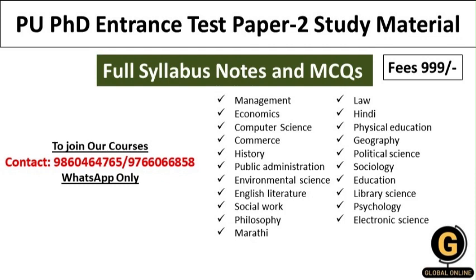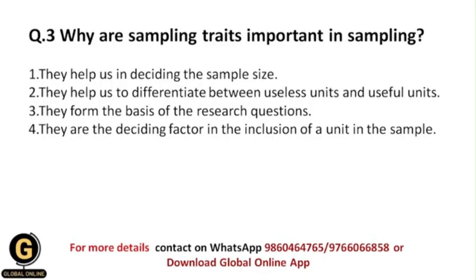Why are sampling traits important in sampling? So within the sampling technique, why sampling traits, meaning sampling characteristics, are important. So first of all, they help us in deciding the sample size. They help us to differentiate between useless units and useful units, or they form the basis of the research questions, or they are the deciding factor in the inclusion of a unit in the sample.